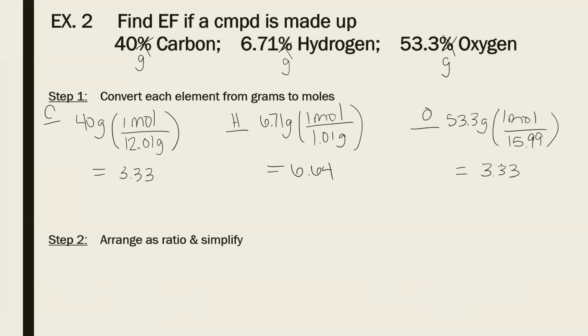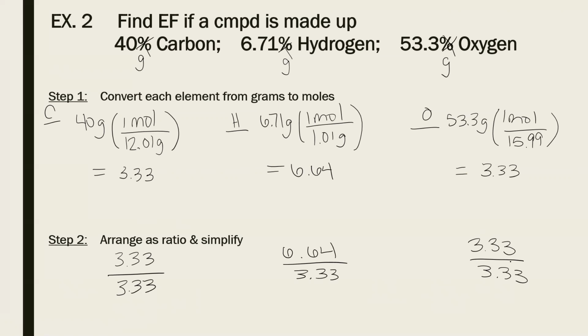Okay, so the second step is to take my numbers and divide by the smallest. So for carbon, I had 3.33. For hydrogen, I had 6.64. And for oxygen, I had 3.33. Divided by the smallest number out of all of them, which is 3.33. Now I obviously get 1 for this. For this one, I get 1.99, which is extremely close to 2. So I'm going to go, I guess I should say about 2, and then 1.